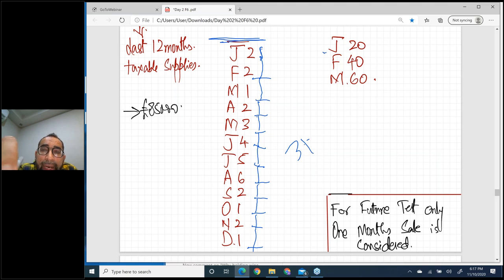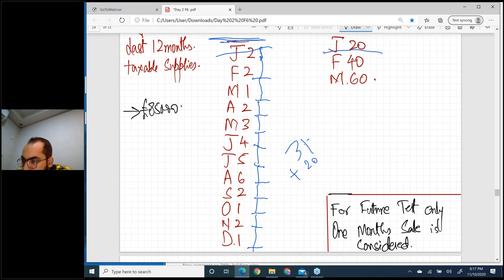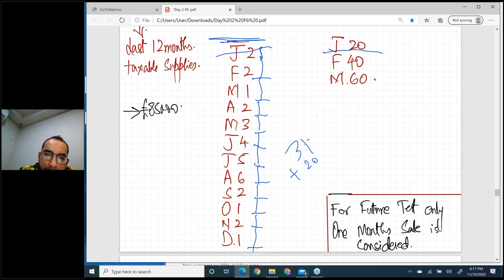So now you will add one new month and you subtract one old month. What's the new sales? 20. You will add 20 of January and you will subtract 2. So 31 plus 20 is 51, less 2 is 49.